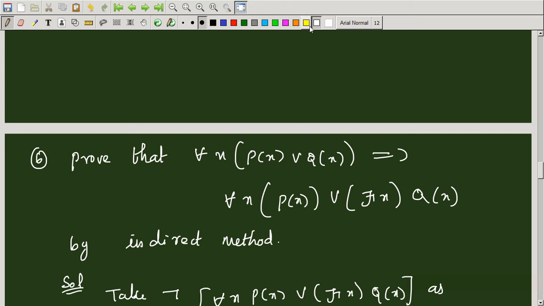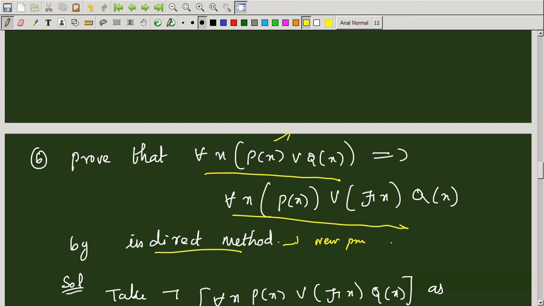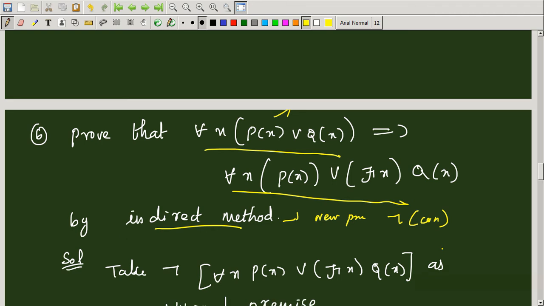Prove that, so this is the problem. Prove that for all x, P of x or Q of x, which implies this. This is only one premise, and the final solution is also given, but they used the indirect method. Indirect method means we have to introduce one new premise. That new premise must be the negation of the conclusion.